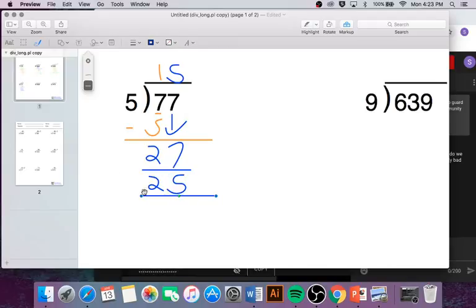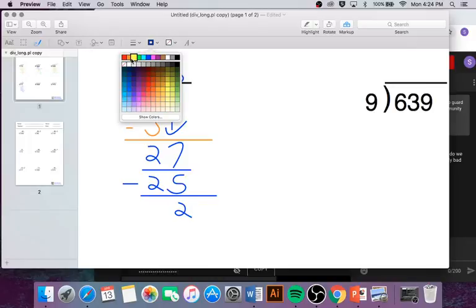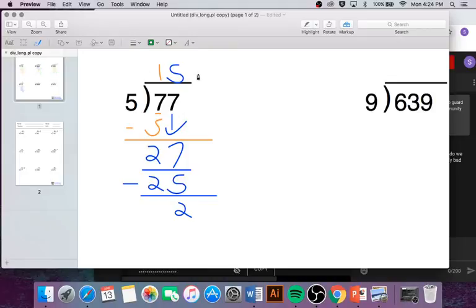So we have 27 minus 25, which is 2. 2 can't go into 5, and we don't have any more numbers to bring down. So for our answer, we have to add our remainder, 2. So 77 divided by 5 is 15 remainder 2.